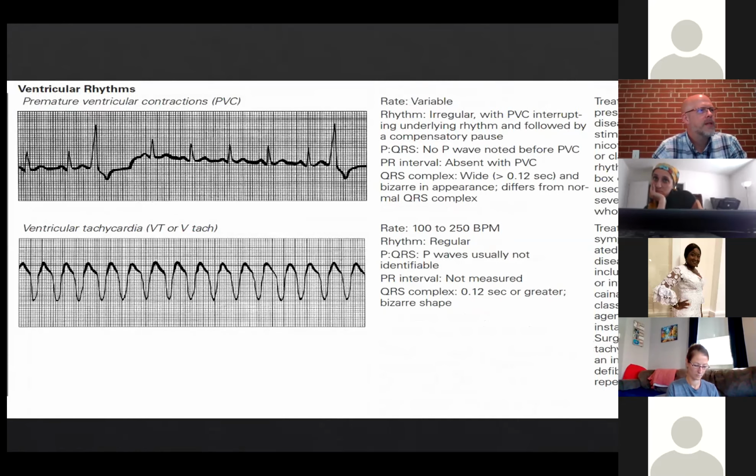While we're on PVCs, what does a PVC do to cardiac output? Does it reduce cardiac output or increase it? It reduces it? It reduces it, and why? Because ventricles don't squeeze all the way and not pushing the blood.